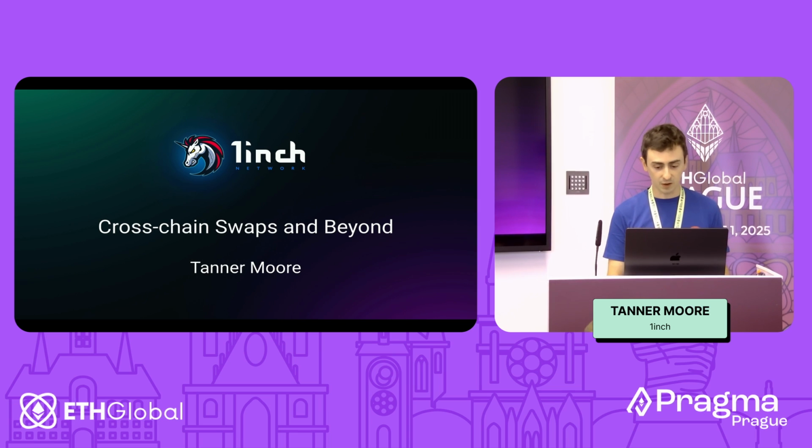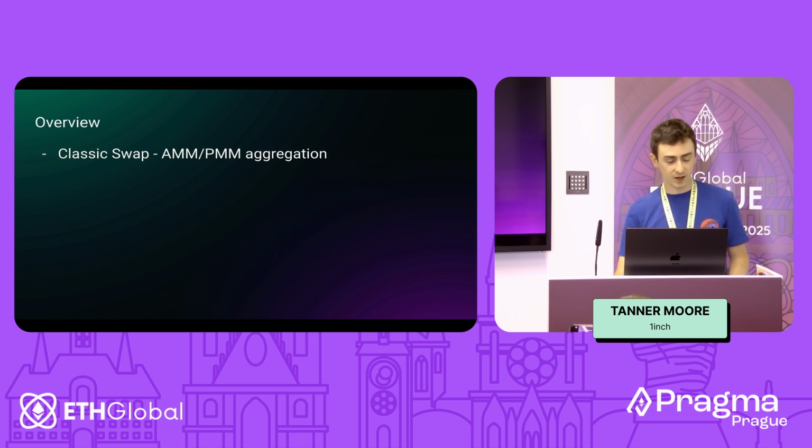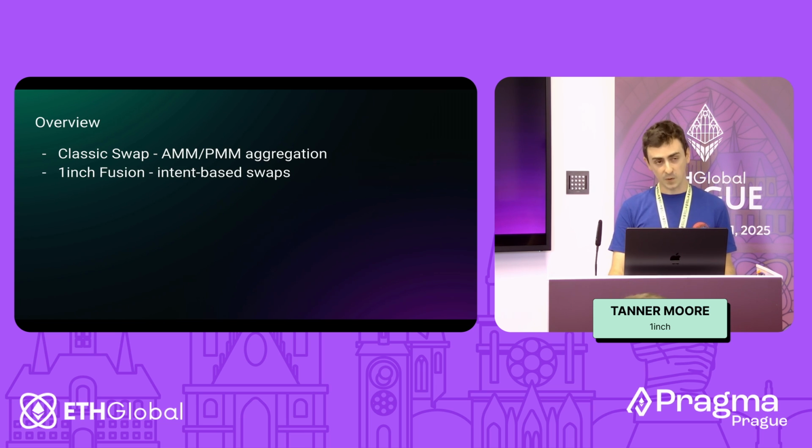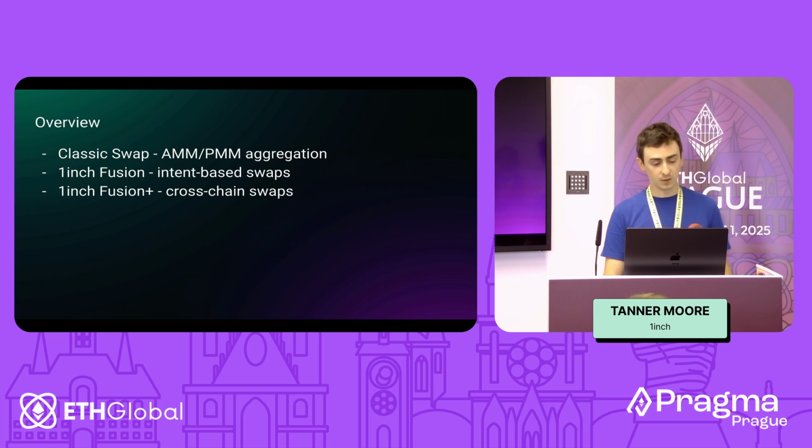So this is cross-chain swaps and beyond. My name is Tanner, and I am a developer relations engineer at 1inch. So today we're going to talk about Classic Swap, which is our AMM and PMM aggregation. We're going to talk about 1inch Fusion, which is our intent-based swaps. And we will also talk about 1inch Fusion Plus, which is our novel implementation of cross-chain swaps. And then we'll talk about how to integrate these into your project.